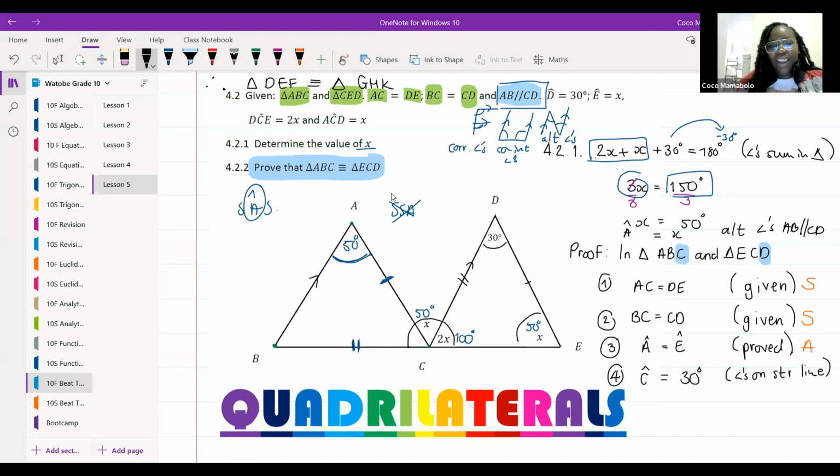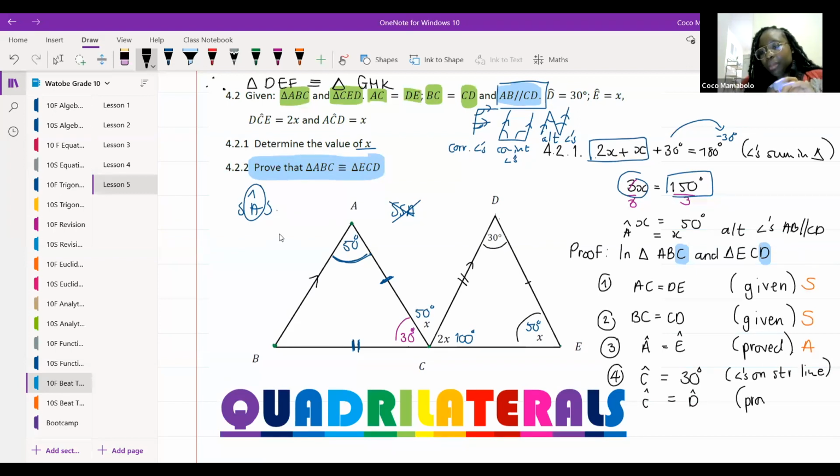Beautifully done. Good. Now we can look at if angle C is equal to 30 degrees, which angle is it equal to, guys, in the other triangle? Now we can say that angle C is equal to which angle? Remember, E is 50 degrees, not 30 degrees. Beautiful. Angle C is equal to angle D, and we've just proved this.